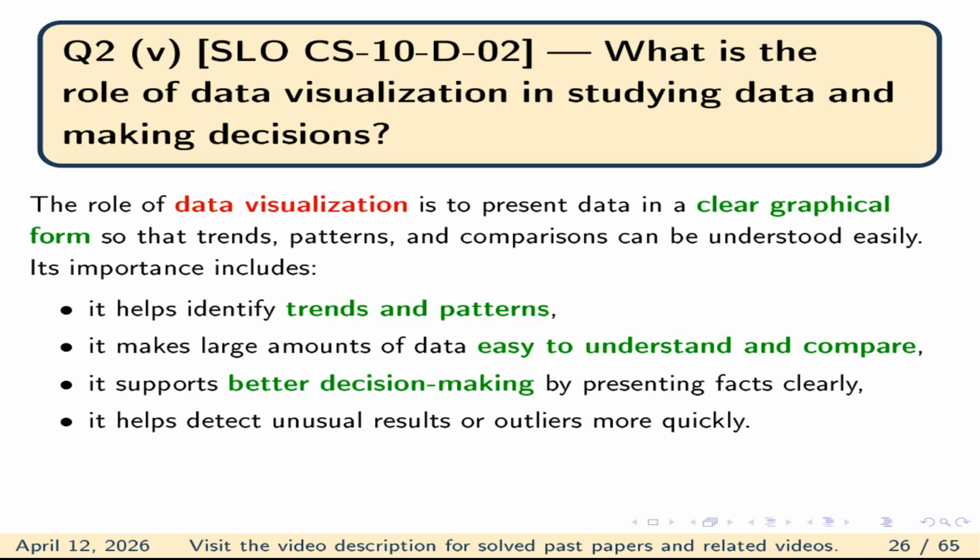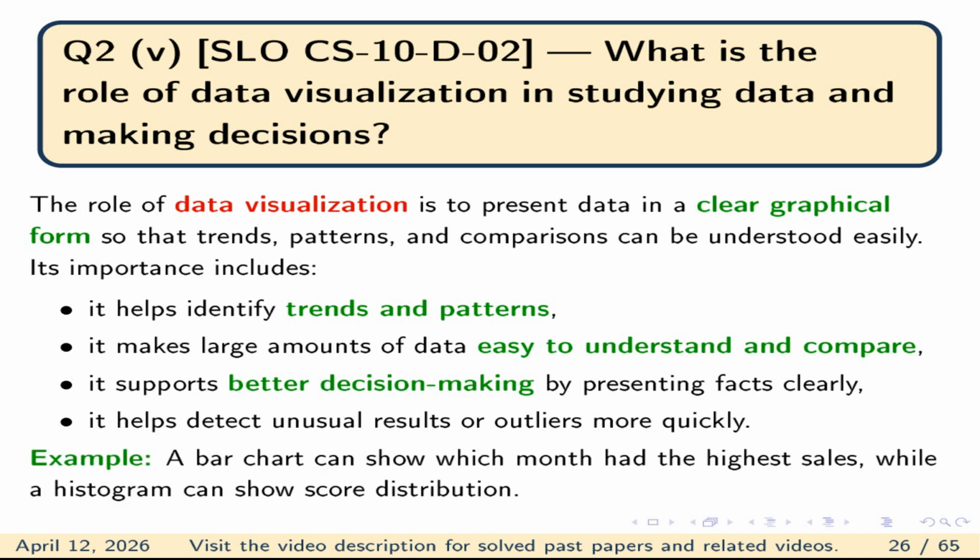It makes large amounts of data easy to understand and compare. It supports better decision making by presenting facts clearly. It helps detect unusual results or outliers more quickly. Examples are a bar chart can show which month had the highest sales, while a histogram can show score distribution.